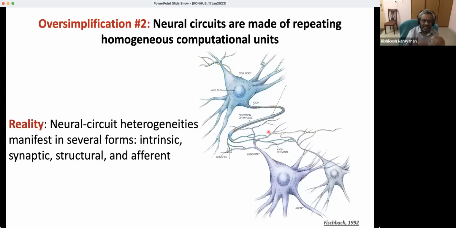But the reality, based again on experimental data from several different laboratories, is that neural circuit heterogeneity is manifest in several different forms. Intrinsic heterogeneities, which means if you inject the same current into different neurons, even adjacent to each other, they are going to respond very differently. Then synaptic connectivity, and structural properties in terms of the morphology of the neuron and the spine structures and so forth. And when I say afferent heterogeneities, I mean the connectivity from another area to this particular structure and where exactly. It's not like all the fibers from the afferent structure are going to be making contact with every single thing that is present over here. There is going to be a distribution. There is going to be heterogeneity over there also. That's something which is seen across neurons.